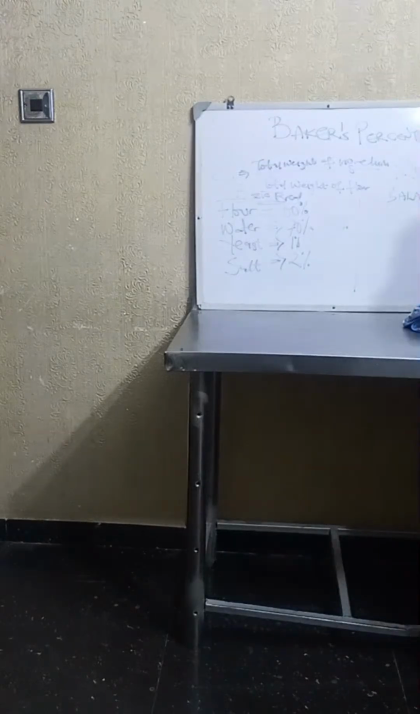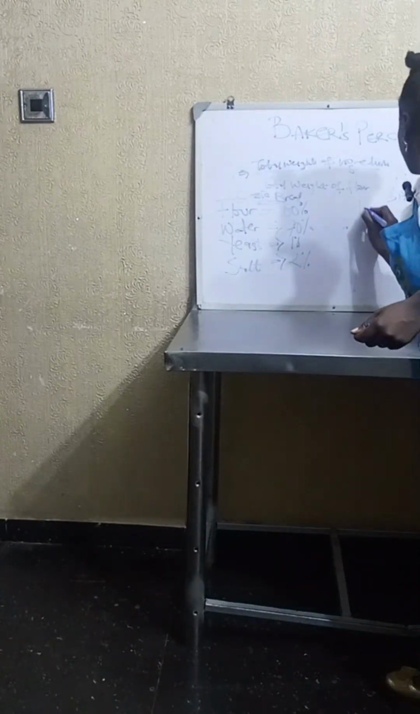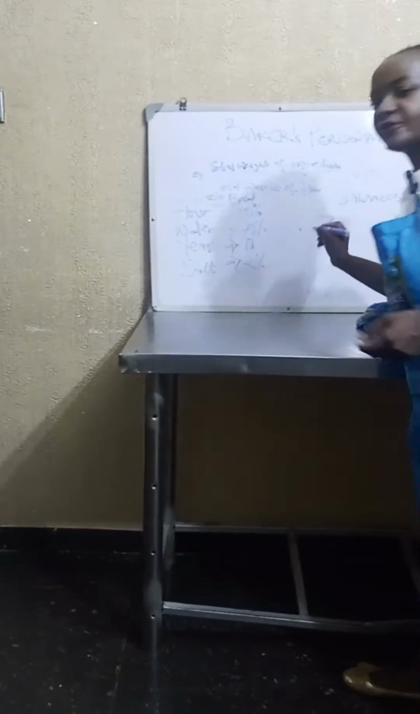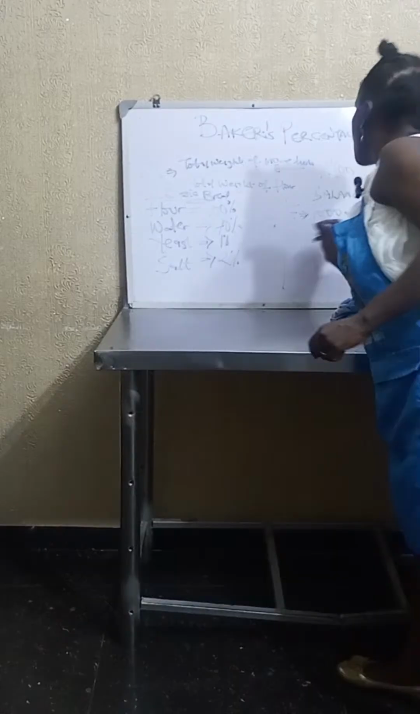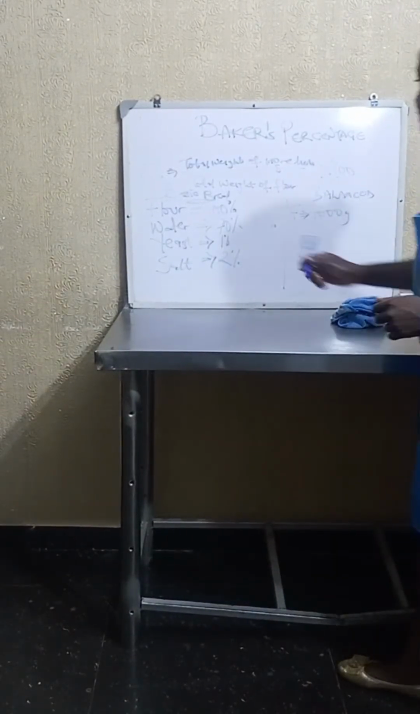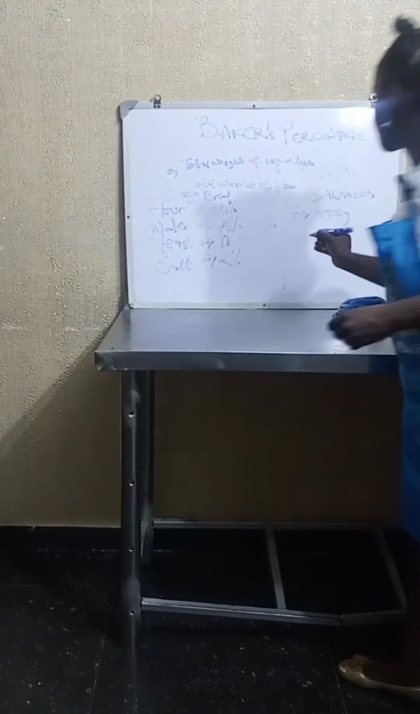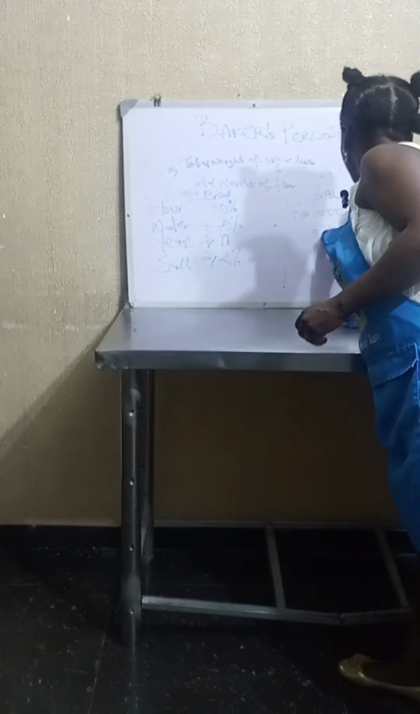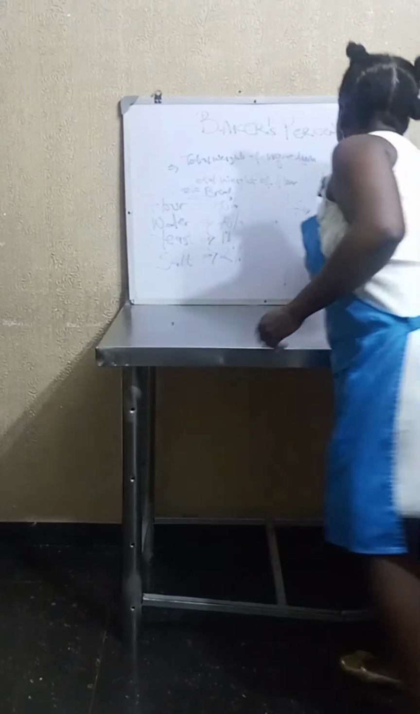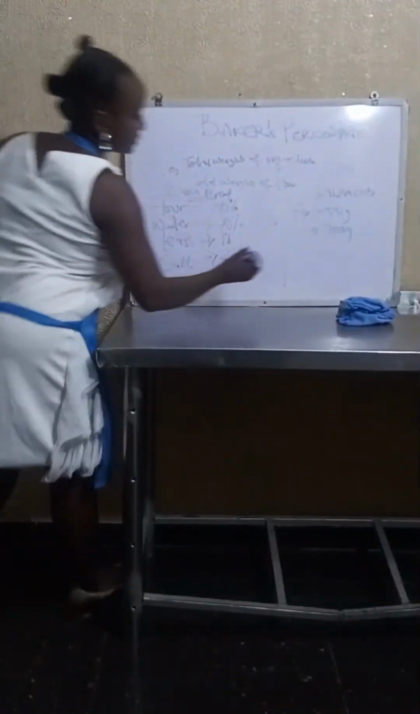Flour of 1000 grams. So I'm going to write flour as F, 1000 grams. What will be the quantity of water? 70% of 1000, water is 700 grams. Can you see this?